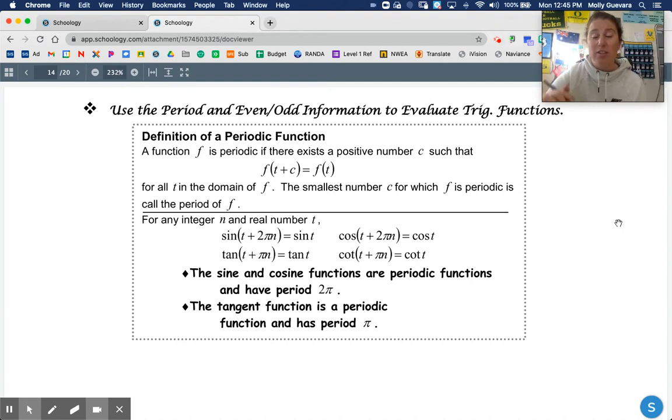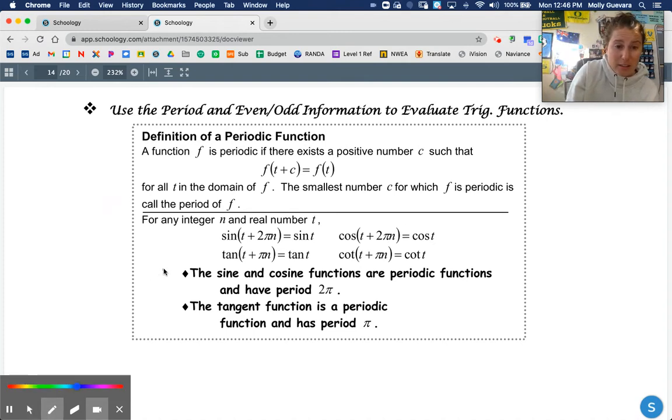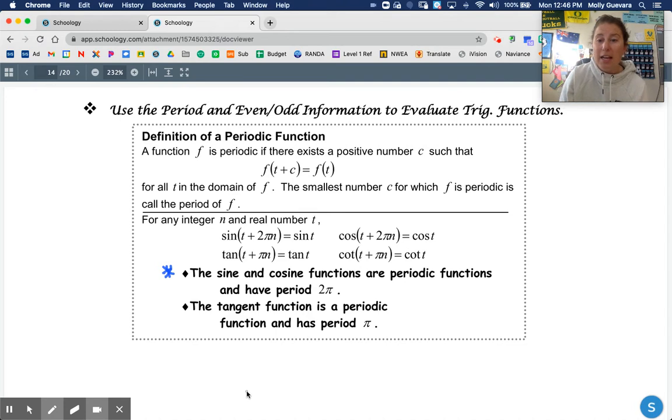If I start here and then do this and end up back here, I'm at the same starting point as I was. These 2 points are in line with each other. So how long was that distance? When we're talking about sine and cosine, the period is 2 pi, meaning it takes 2 pi radians to go to the same point. So let's look at a unit circle.